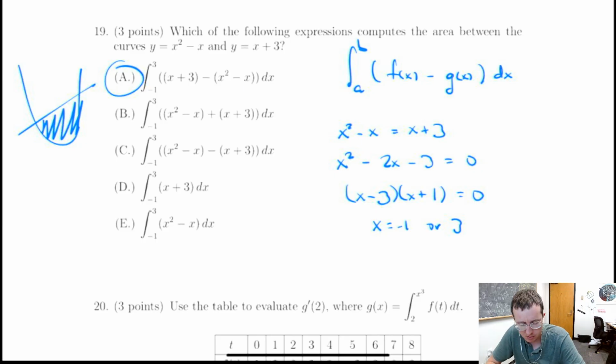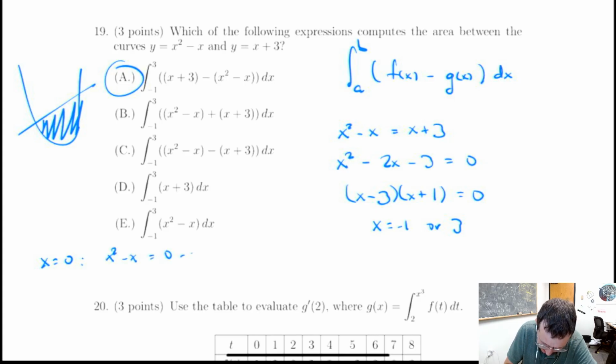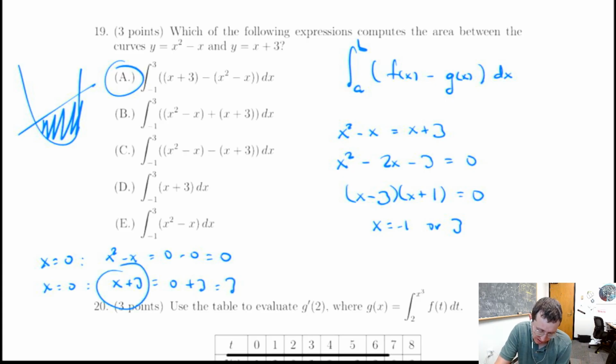Another way to figure this out without sketching a graph would just be to plug in an x value somewhere between negative 1 and 3. So at x equals 0, x squared minus x is 0, and at x equals 0, the x plus 3 is 3. So you can see that the line has a bigger y value, at least at x equals 0. But that's also going to be the case for all x values between negative 1 and 3.